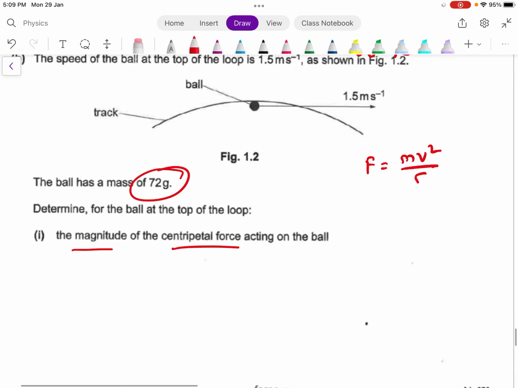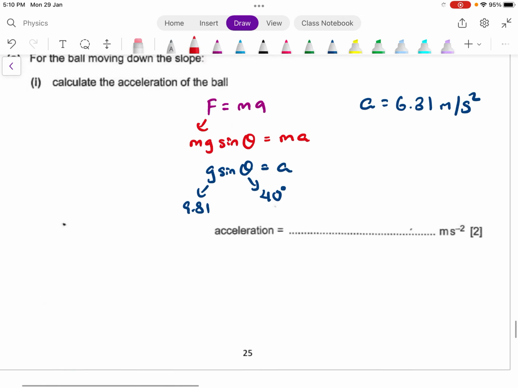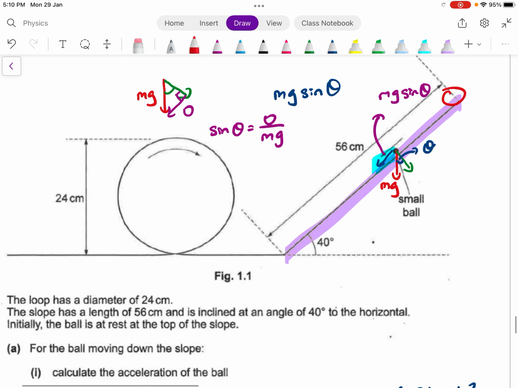Okay, so first will be the magnitude, 2 marks. So mass will be about 0.072 kg. Then the speed 1.5 square. Then what about the radius? The radius is the radius of the so-called loop. So in the first part, let me just go back. We are given that the diameter of the loop is about 24, meaning that the radius is about 12 centimeter or 0.12 meter. Just sub in, then you will get the answer already.